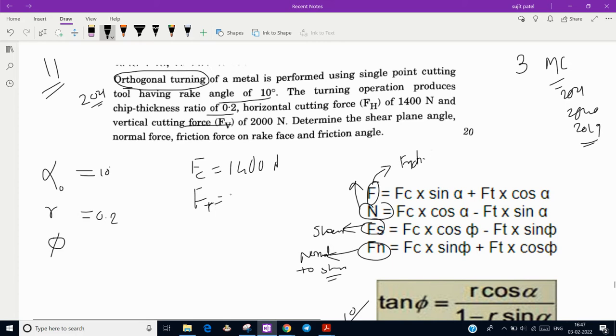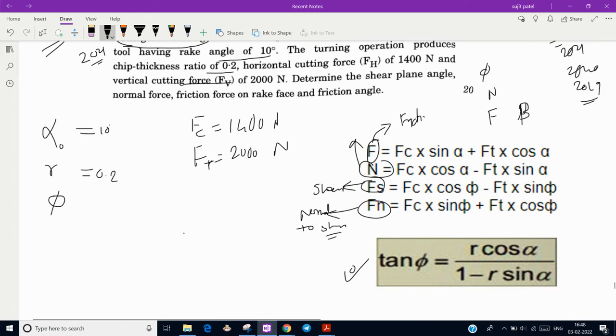Here you might have a doubt about why the thrust force is more. Yes, in the general case, in the problems that we have solved till now in our academics, the horizontal cutting force is more and the vertical cutting force is less, but it is not always necessarily true. There may be a vertical cutting force more than the horizontal cutting force. We have to determine the shear plane angle phi, the normal force and frictional force N and F, and the friction angle beta.